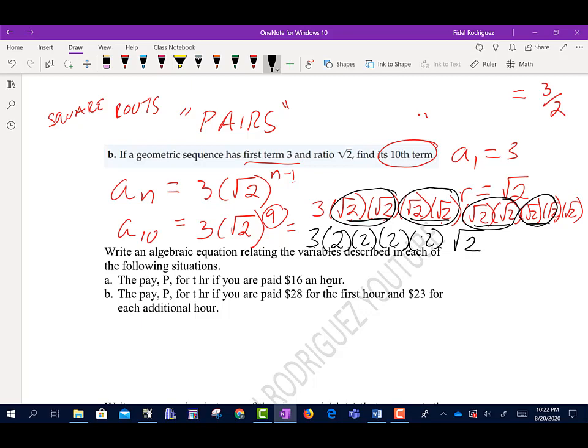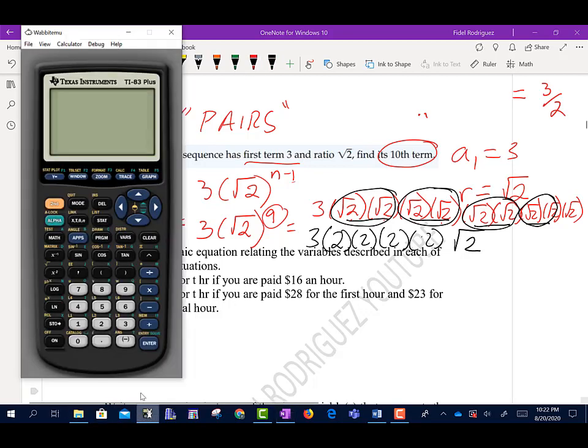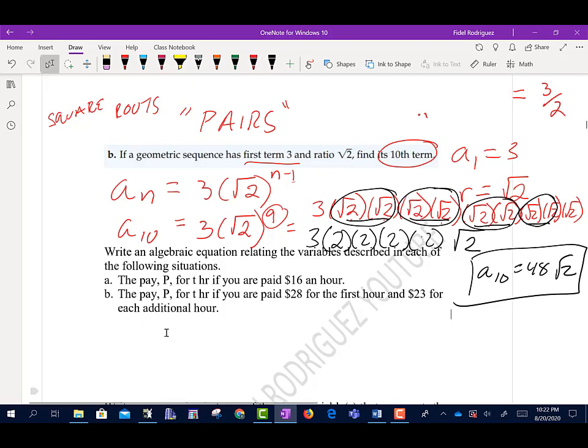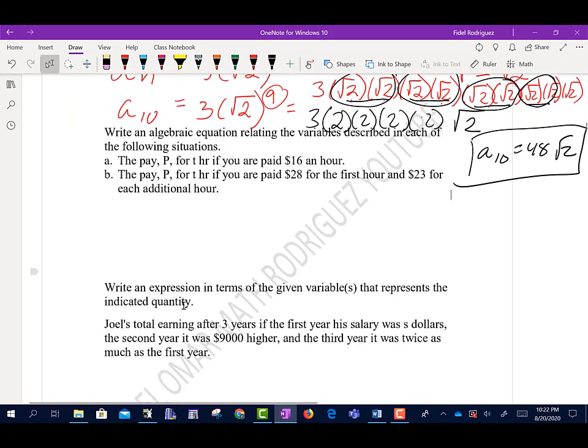Okay? So now all I'm going to do is grab my calculator one more time, turn it back on. 3 times, we had how many 2's? 4 2's. 1, 2, 3, 4. Okay, and that's the number 48. So a_10 equals 48 square roots of 2. Okay. All right, let me scroll down a little bit and we'll do this next one.